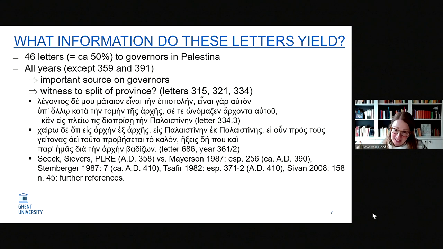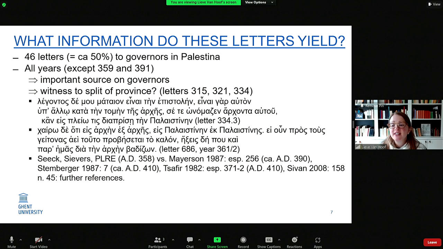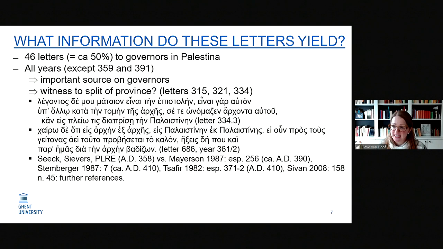But that has since been questioned, first of all, by Meyerson, who did a specific study on the letters of Libanius and what they tell about the split of the province, and who came to the conclusion that we have a split only from AD 390 onwards. Although I must say personally, I've not studied this in detail. I have looked at the secondary literature, which you see listed here. But Meyerson, for example, is one of the scholars who uses only the three letters mentioned a bit higher up on the slide, and who does not refer to letter 686. So I'm not sure how that could fit in with the idea that a second province of Palestina was created only around AD 390.